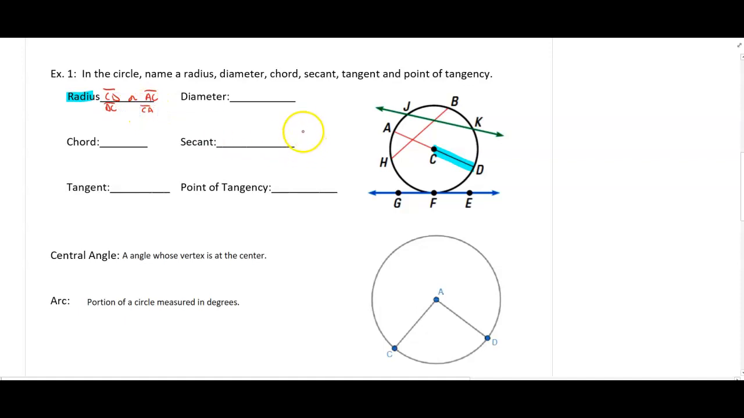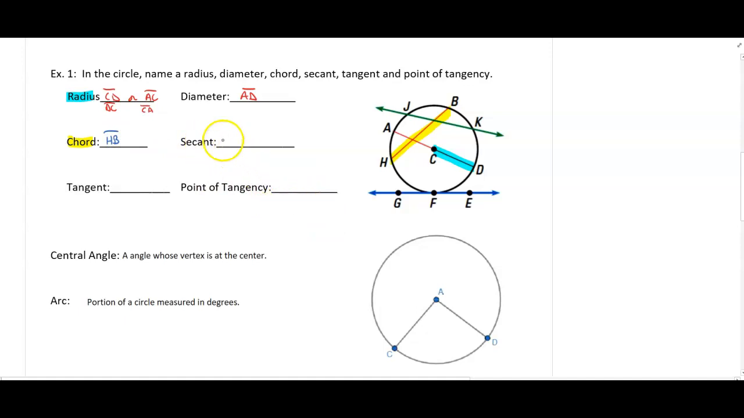It doesn't matter. Now, a diameter, remember, goes from one point on the circle to another point on the circle through the center. So that would be segment AD. Now, a chord. Yes, a diameter is a chord, but in this case, which line or segment gives me a chord? Well, if I look, HB is a segment whose endpoints are on the circle. So HB is a chord. And again, you can name that BH also.